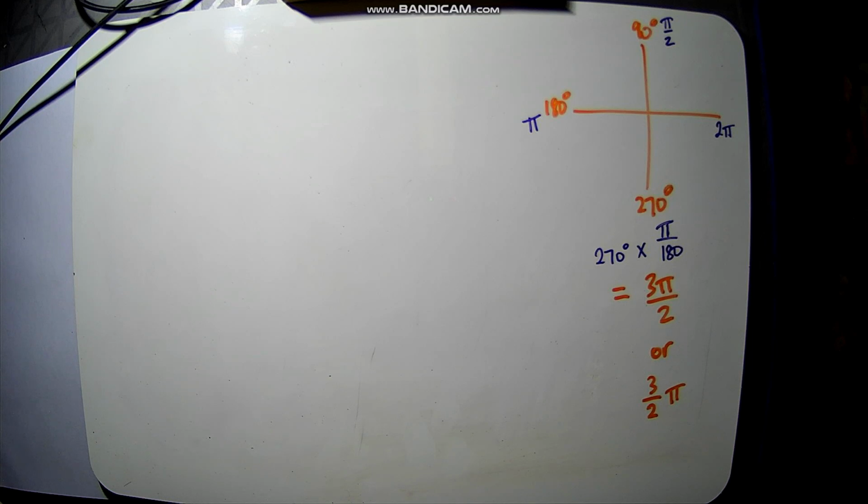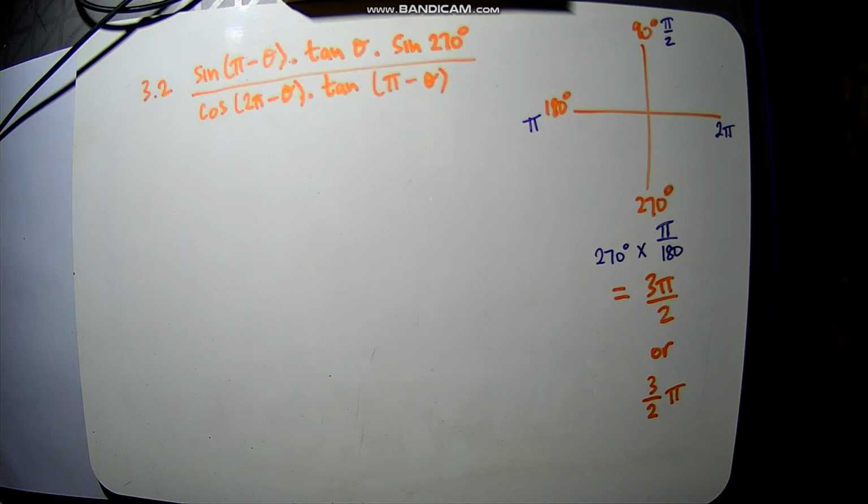We're going to 3.2 on the worksheet. Do pause the video and try this question. Notice sine 270 is not according to the diagram on the right hand side because there's no subtract theta. It's not reduction formula. So sine 270 on the calculator, you can get the answer directly. Sine 270 is minus 1 on the calculator. Notice tan theta will remain there because there's no reduction formula. So tan theta will remain the same.